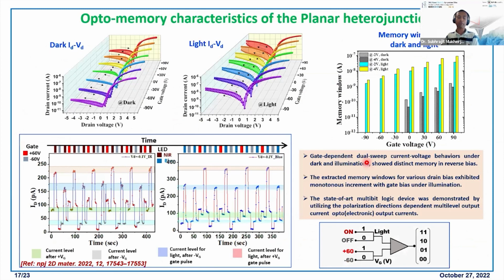So after this type of measurement, we do this optically controlled memory behavior, and for different types of logic applications. So it is a two-bit logic application where we have one input that is light, which is either on or off, and another input that is the gate or the electrostatic input. By controlling these states, you can actually replicate two-bit logic operations.